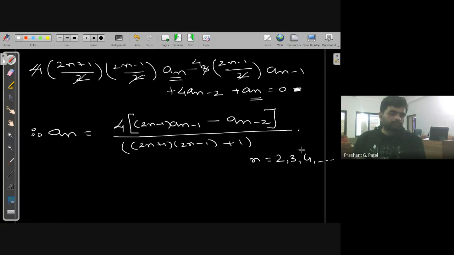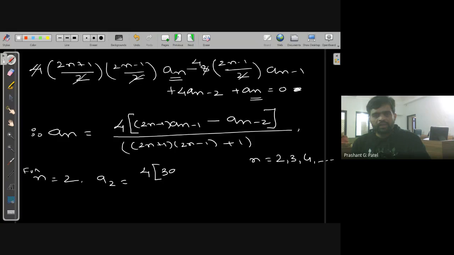Okay, so what will happen for n equal to 2? For n equal to 2, we will have a2, which is 4 into 2 squared, 4 minus 1, that is 3a1 minus a0, upon 2 into 5, and this will be 3 plus 1.